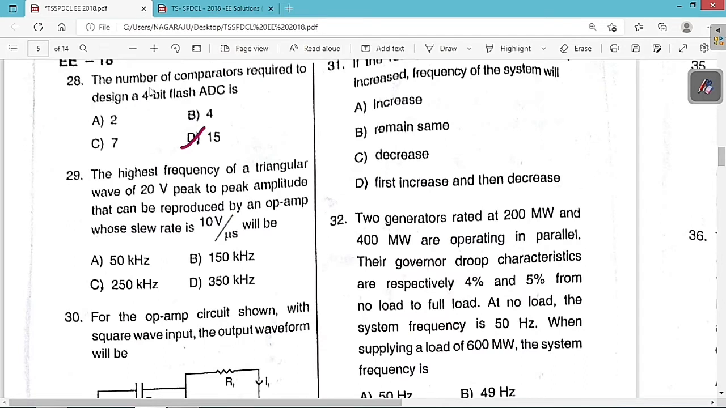See the question here. The number of converters required to design a 4-bit flash ADC is: we have to find the number of comparators required to design a 4-bit flash type ADC. Among the four options, option D, 15, is the correct solution of this question. So let's solve this numerical.